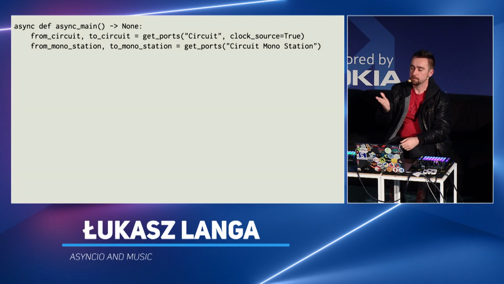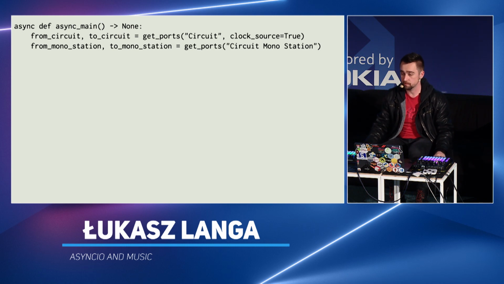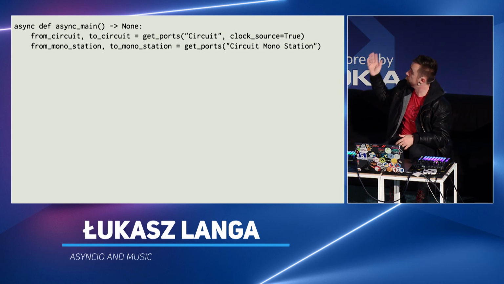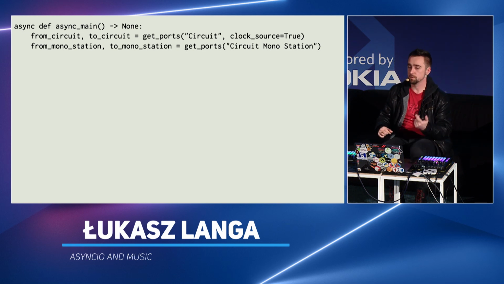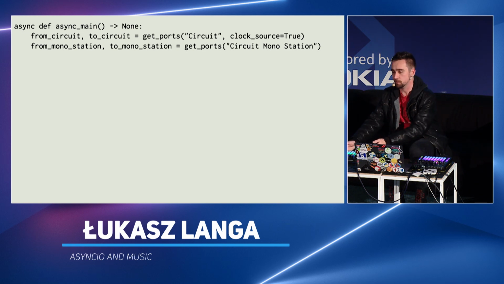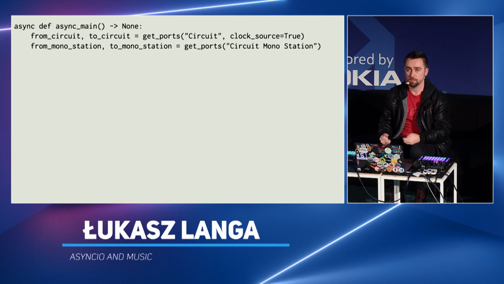So the API is actually very nice. Those objects that I have here physically have nice names that are very easy to understand. They really map to the names of those devices. So we can just ask for a port of the circuit. We can ask for the port of the circuit monostation, and we're going to get a pair each, right? Because a USB connection is bidirectional.